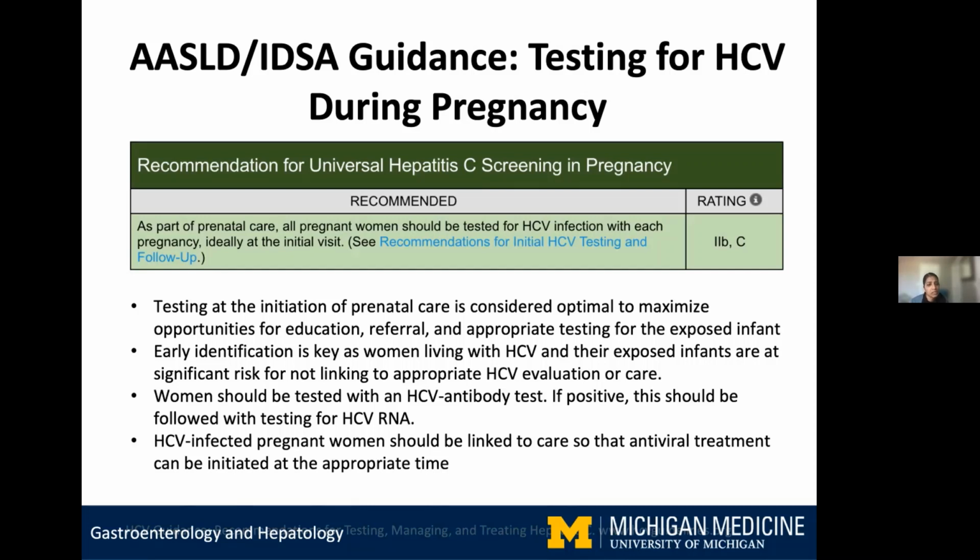So that is fairly standard, even in women who are not of childbearing age and women who are not pregnant. So you want to do the antibody test, and really, if that's positive, ideally reflex to a hep C RNA viral load. Hep C infected pregnant women should be linked to care so that antiviral treatment can be initiated at the appropriate time, which we'll talk about.